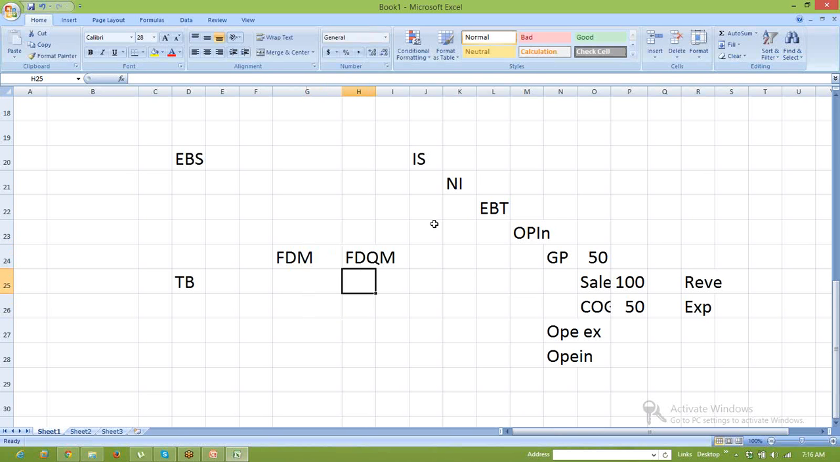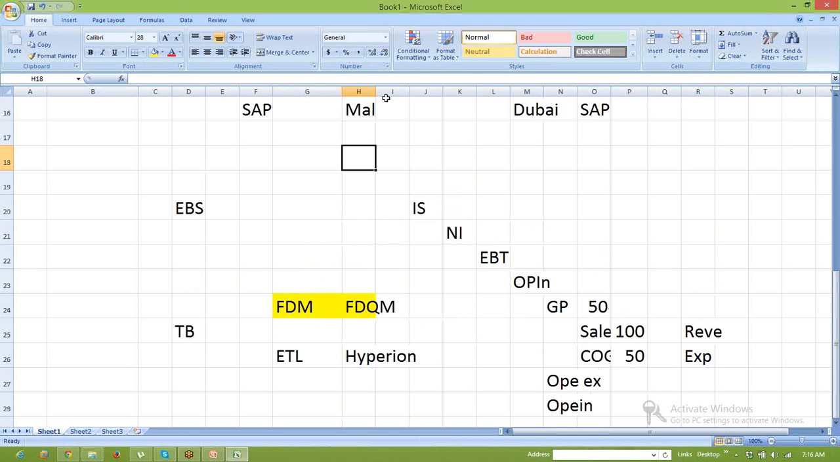Financial Data Quality Management is an ETL tool exclusive to Hyperion products only, not for other products. It extracts the data from our EBS system, transforms it using the FDQM system, and loads this data into the HFM application.